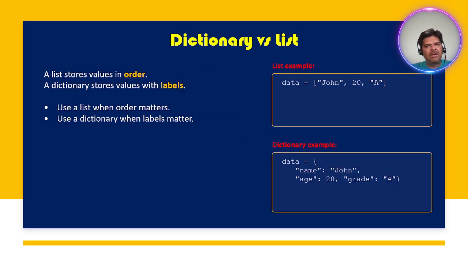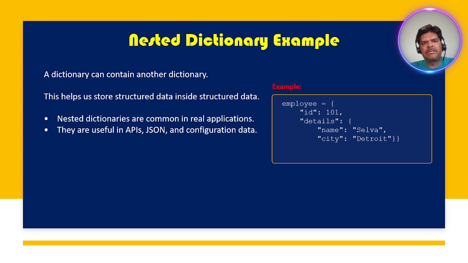Dictionary versus list. A list stores values in order. A dictionary stores values with labels. Use a list when order matters. Use a dictionary when labels matter. If you are going to store by order, you can go with the list concept; we don't need to keep any label like key values. But if the key name matters, then we can go with the dictionary concept.